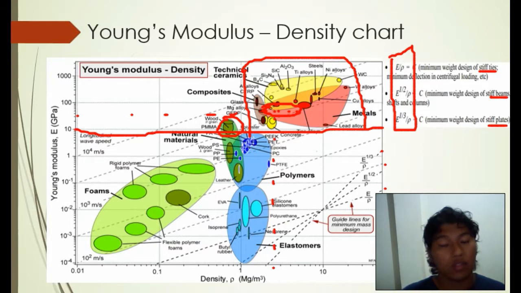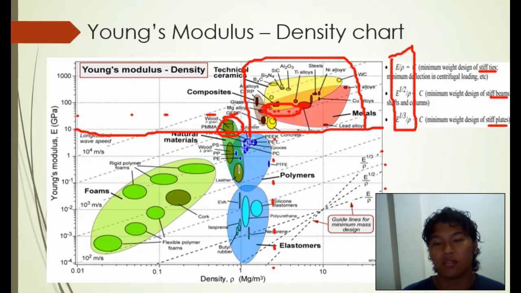From this group we can choose the best one for us. It will imply if it's cheap or not, if we have a high resistance to the wear, to the corrosion, and then with those criteria we can choose the best material.